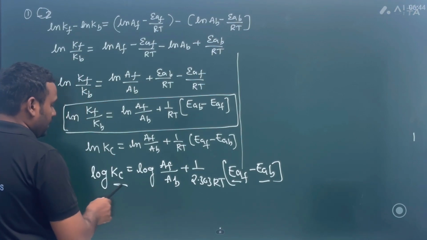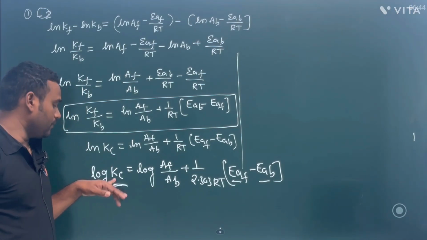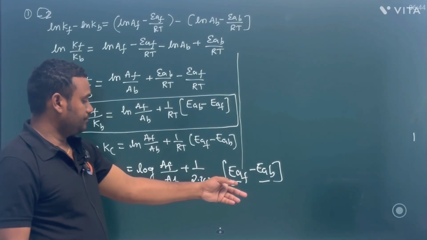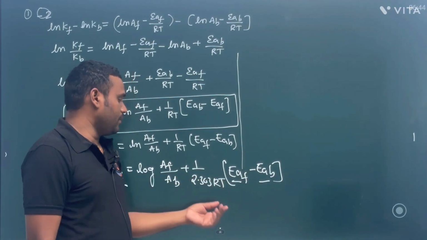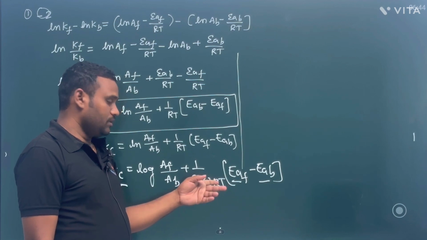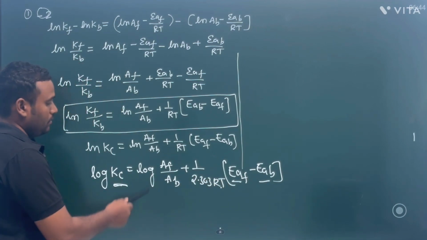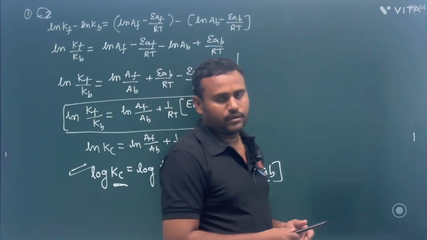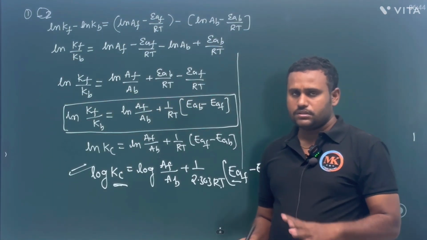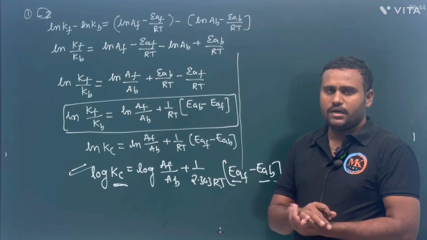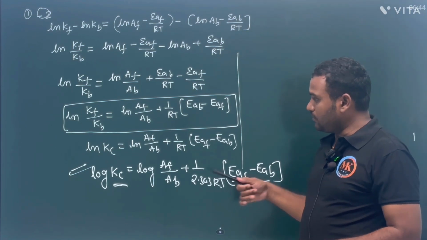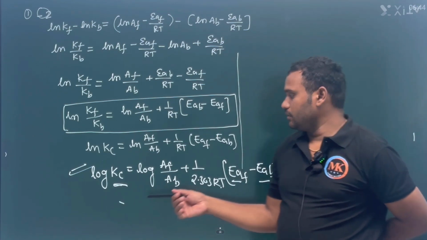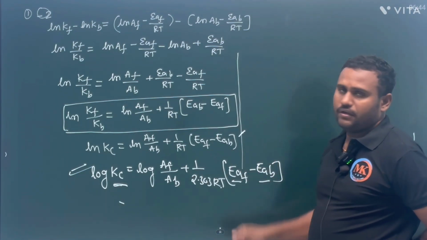So by using the Arrhenius relation also we can calculate Kc. Here the activation energies are different for the forward reaction and backward reaction, and the temperature is the same, R is also the same. Based on this we can do some numericals, but these numericals they may ask at the advanced level. Sometimes they may directly ask which is the correct relation for the Arrhenius equation.